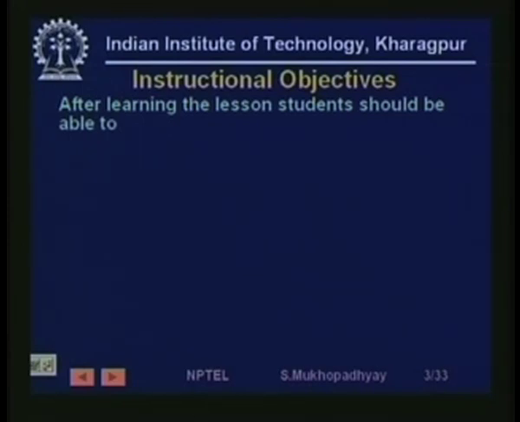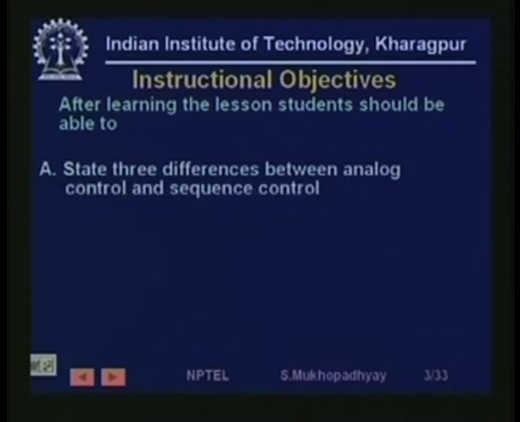After learning the lesson, the student should be able to state 3 differences between analog and sequence control. This is important because traditionally an electrical or manufacturing or chemical engineering student is typically exposed to analog control.